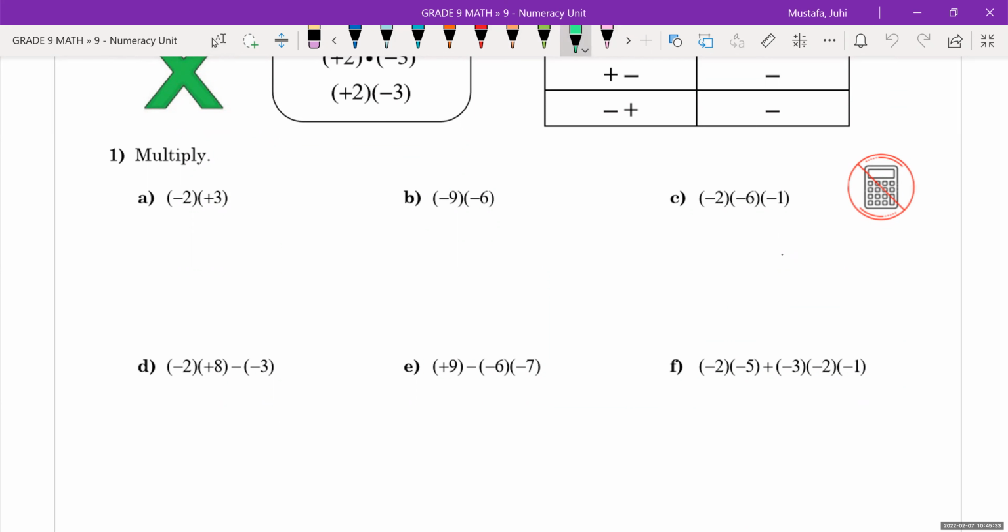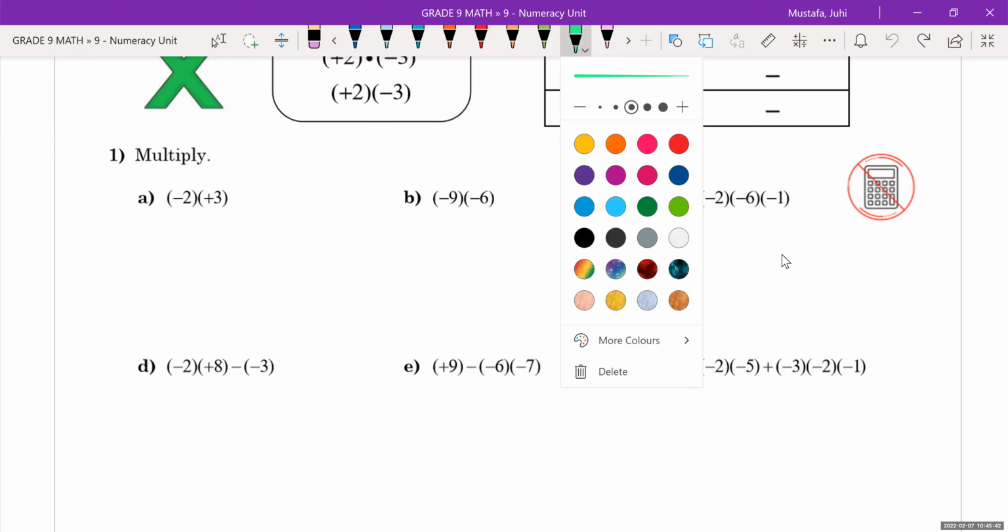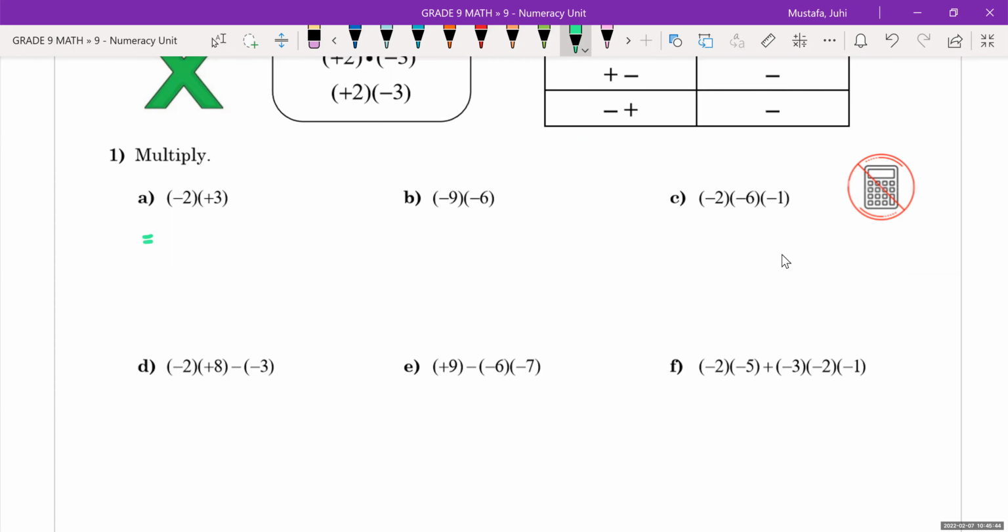We're going to start off pretty straightforward. It says -2 times +3. So here's how I solve a question like this. What I do is I first multiply the numbers together. So what is 2 times 3? It's just a 6. And now, in order for me to figure out what sign is going to go in front of it, I am going to look at my chart.